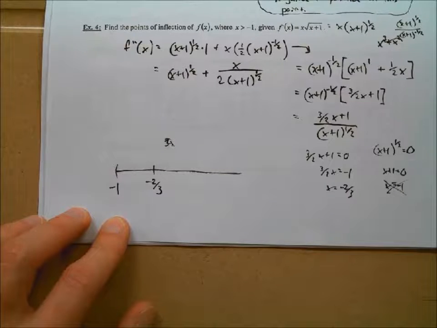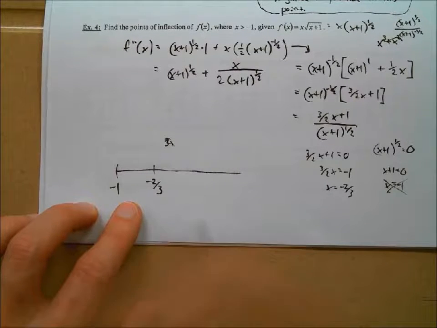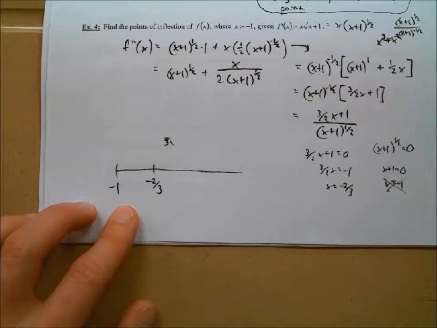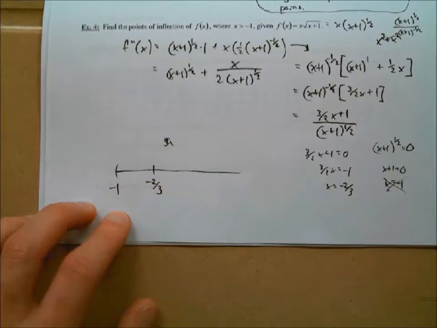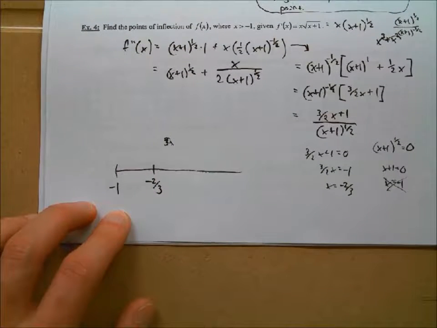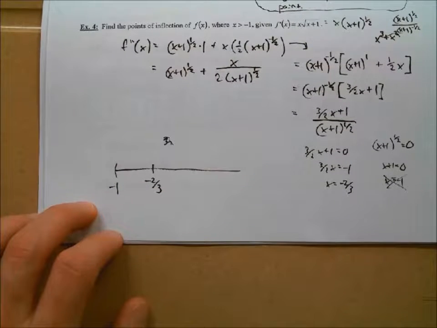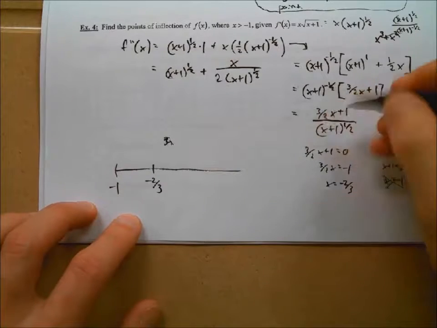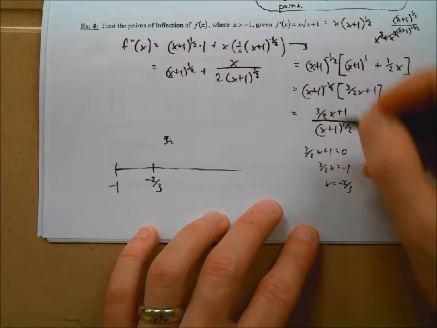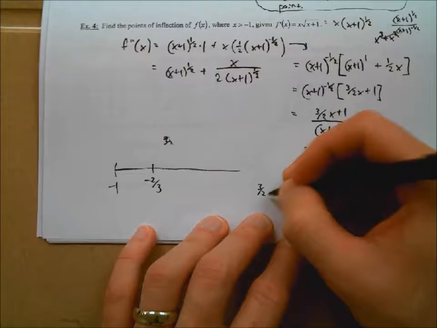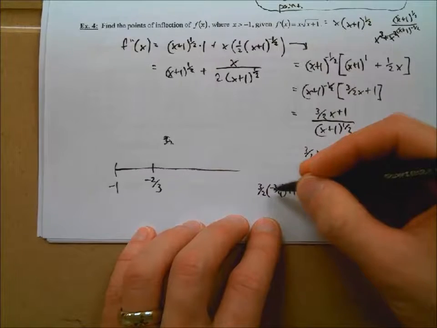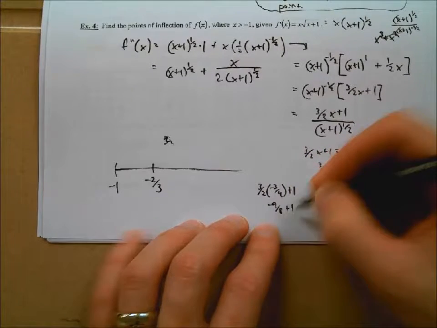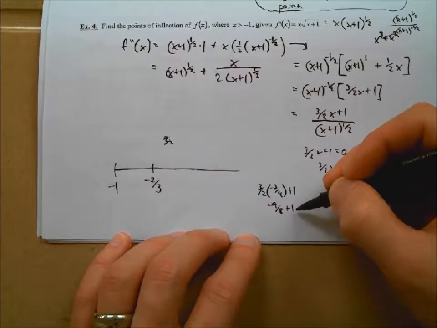And so then we'll pick a value here and plug it into our second derivative to evaluate for the points of inflection. So we need a number between negative 1 and negative 2/3. Say negative 1/2? That wouldn't quite be there. Negative 3/4, we could use that one. So 3 halves times negative 3/4 plus 1. That's going to give us negative 9/8, and negative 9/8 plus 1 is going to be negative.